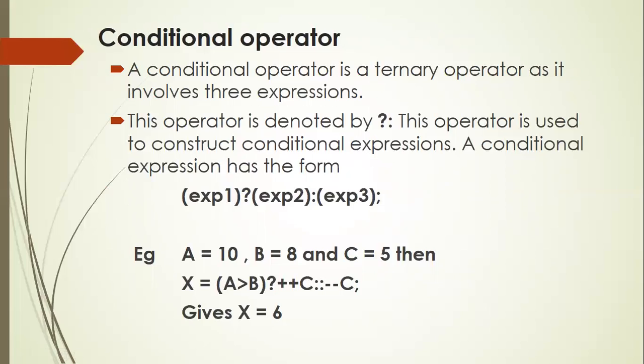In case A value is 10 and B value is 18, in that case A greater than B is false. In that case plus plus C is not evaluated. Minus minus C is evaluated. So minus minus C means C will be 4. Then 4 is assigned to x. So if expression 1 is true, then only evaluate expression 2, and don't evaluate expression 3. If expression 1 is false, then don't evaluate expression 2, and directly evaluate expression 3.